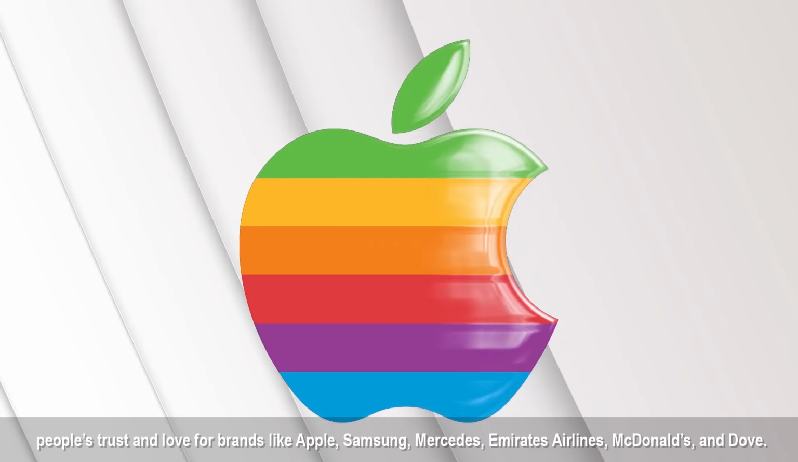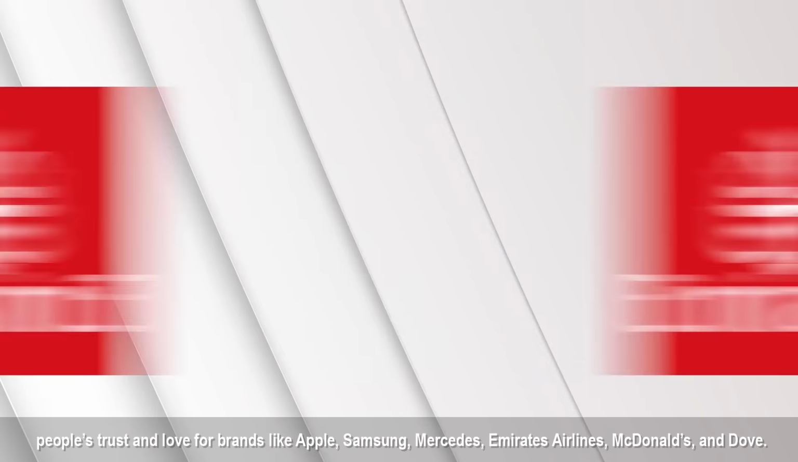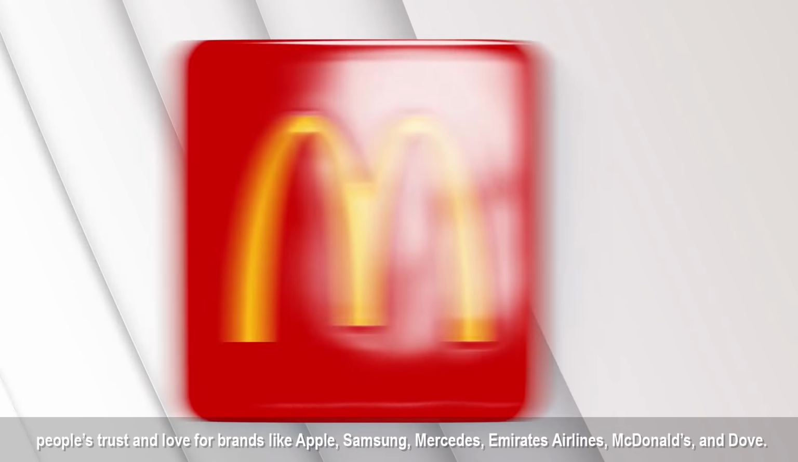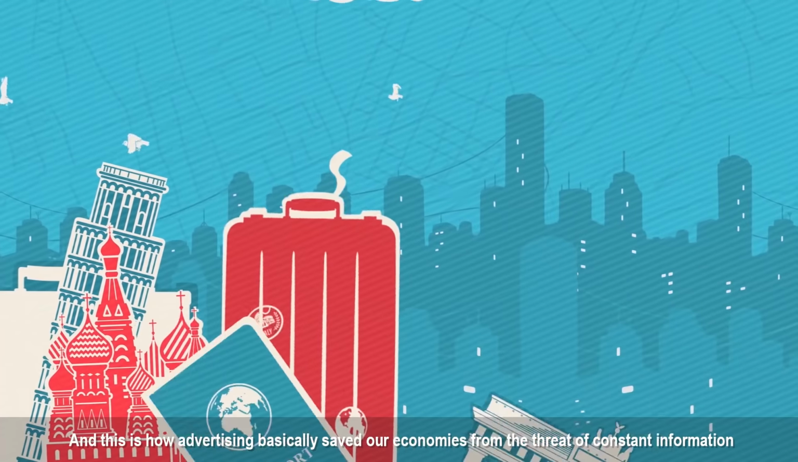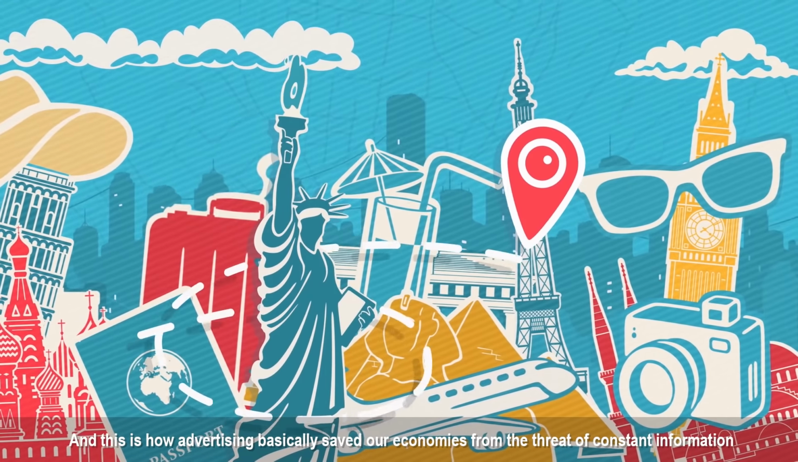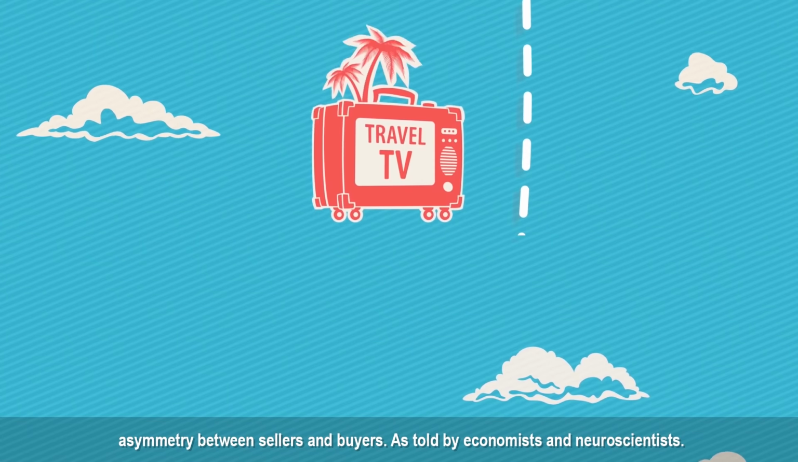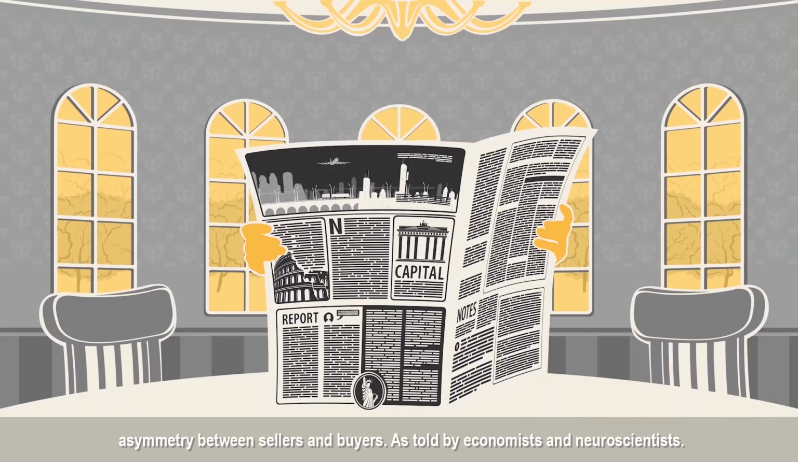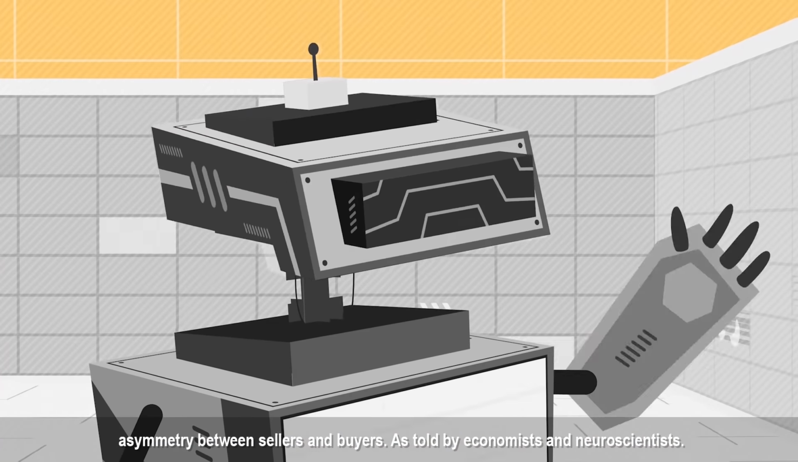brands like Apple, Samsung, Mercedes, Emirates Airlines, McDonald's, and Dove. And this is how advertising basically saved our economies from the threat of constant information asymmetry between sellers and buyers, as told by economists and neuroscientists.